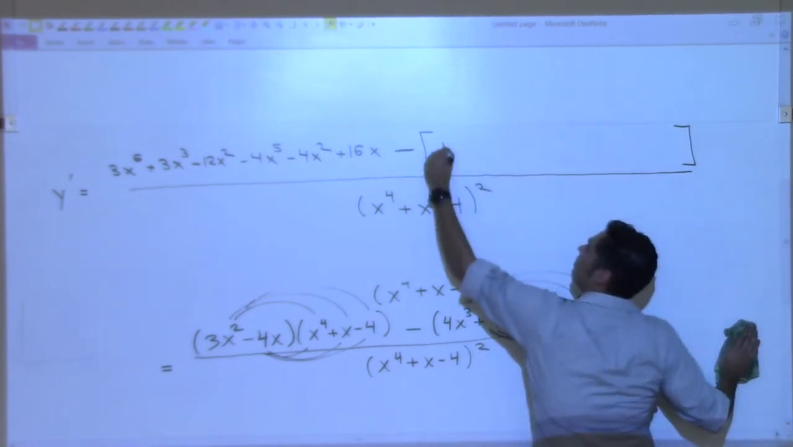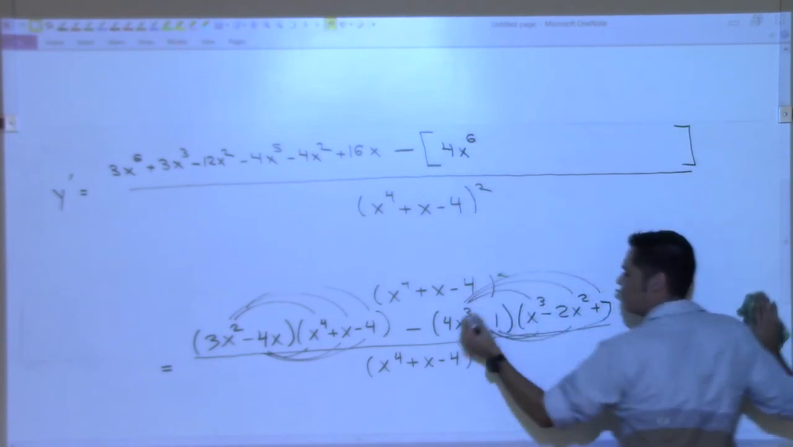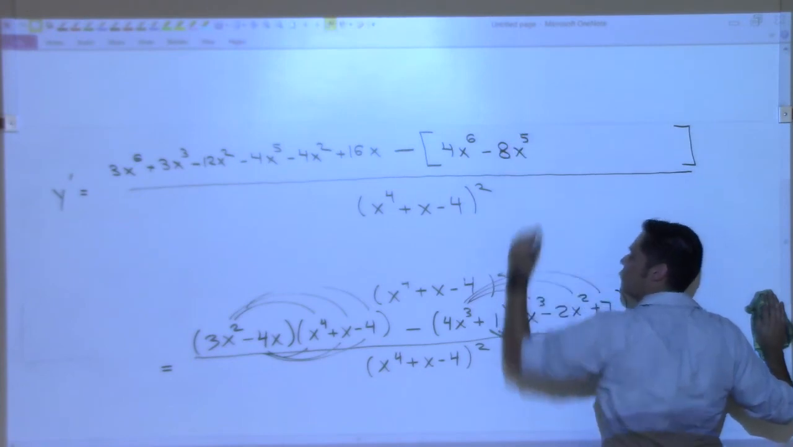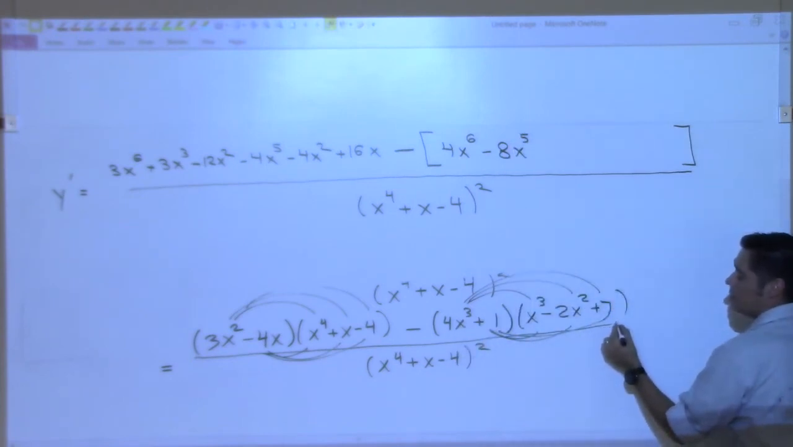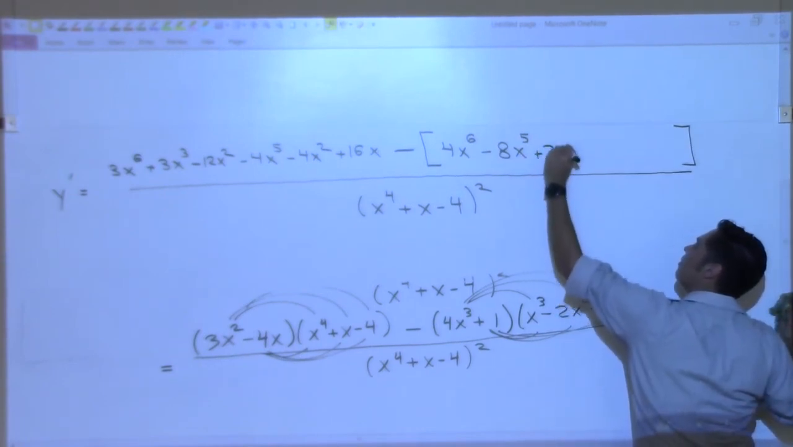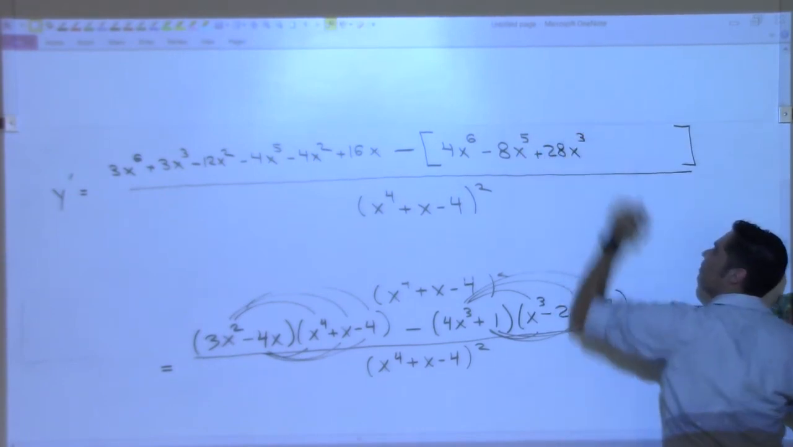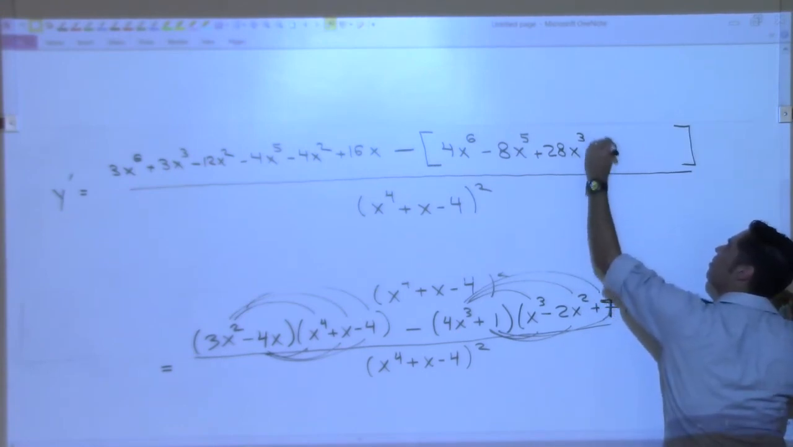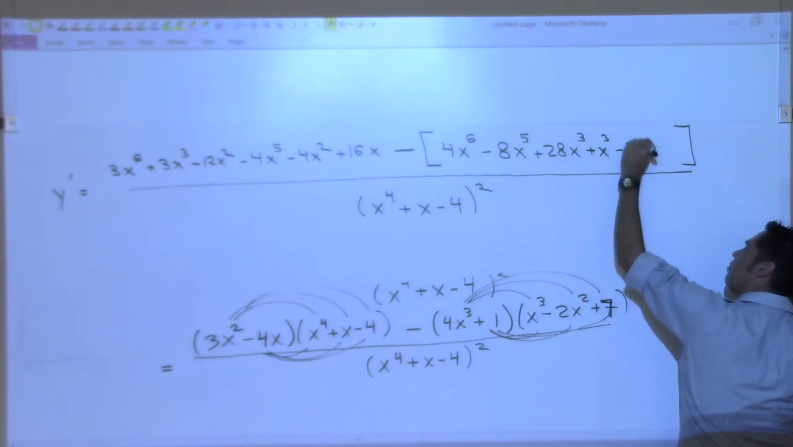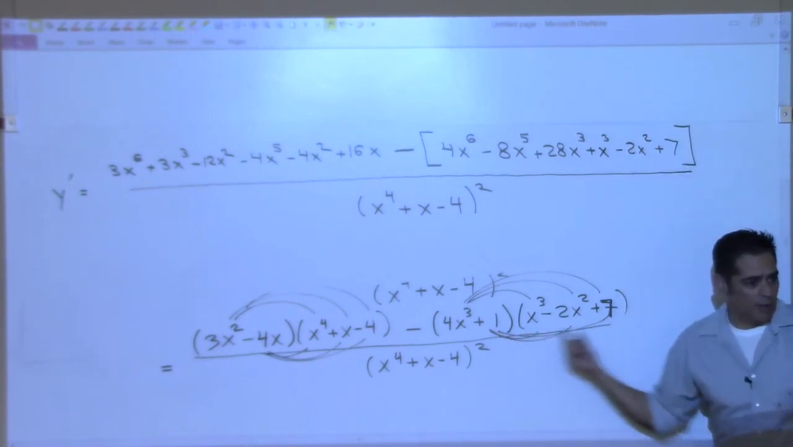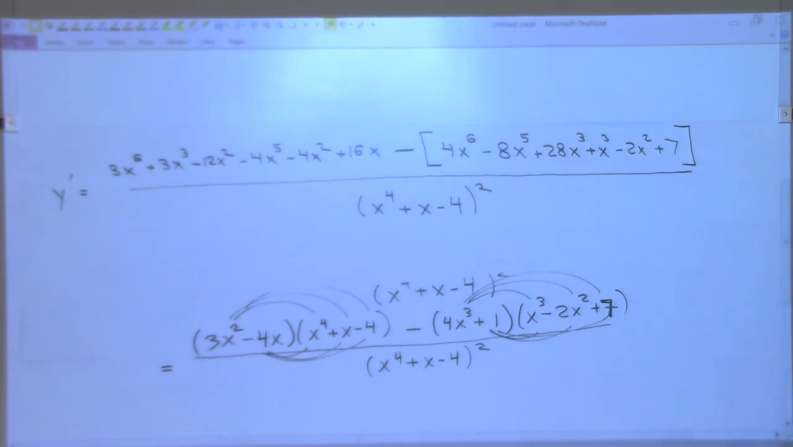4x to the 6th minus 8x to the 5th power. That's 7, yeah, I kind of messed it up. Plus 28x to the 3rd plus x cubed minus 2x squared plus 7. That last one was pretty easy because it was a 1 going through everything. Questions on that? Okay, let's distribute the minus through.